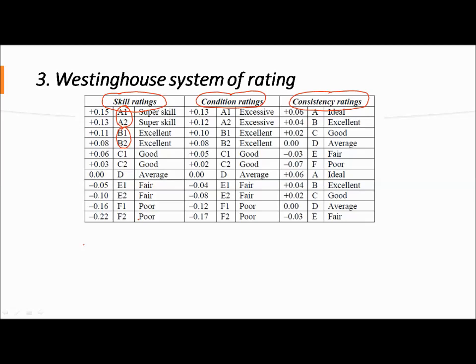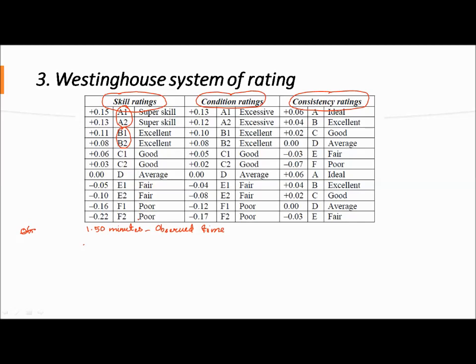Let us take an example. Say the observed time of an operator is 1.5 minutes, so this is his observed time.